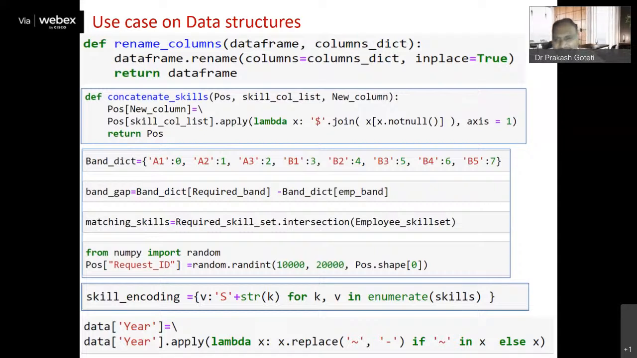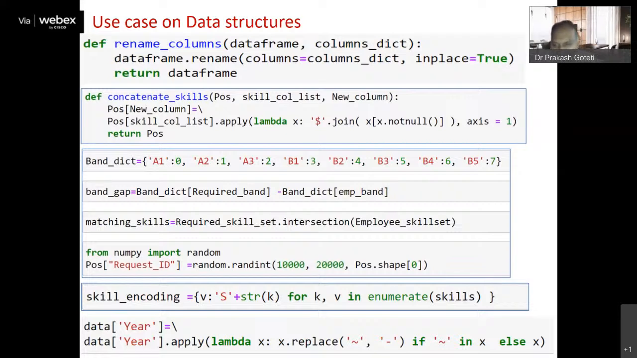Now, similarly, you may want to match, for example, the open requirement in the project and the people who are available for deployment, and we look at the band. What is the band required for the project, and the band of the people who are looking for a project. So you can create a dictionary. Suppose there are some dummy bands A1, A2 up to B5. Now you create a band dictionary, and you create a band gap. That tells whether it is a right fit or not for that particular fulfillment. So you just use a dictionary. Such a powerful operation you can do using a dictionary.